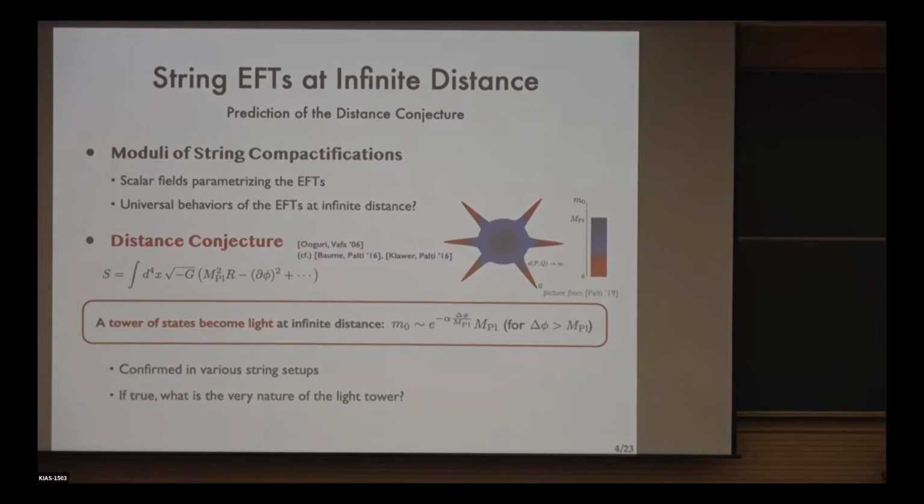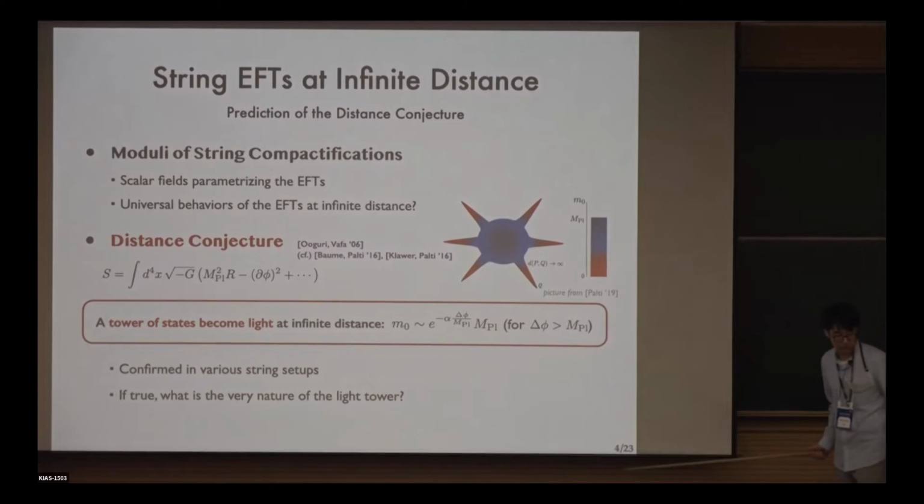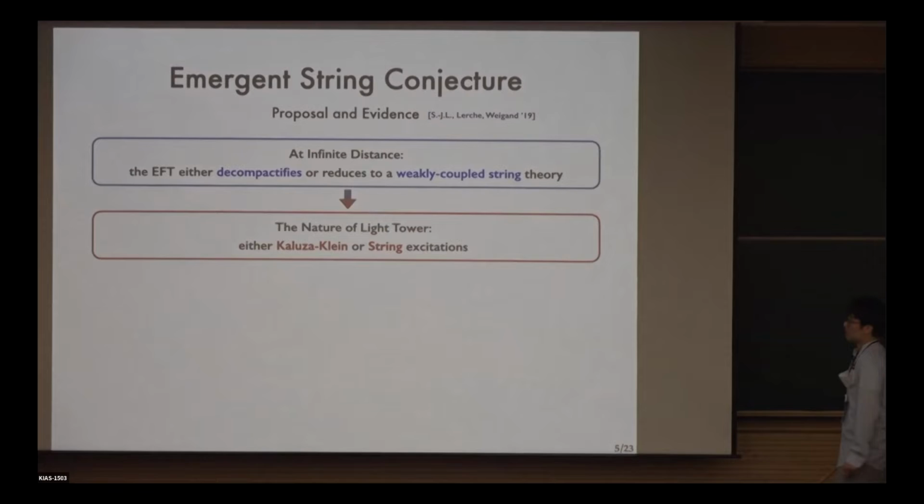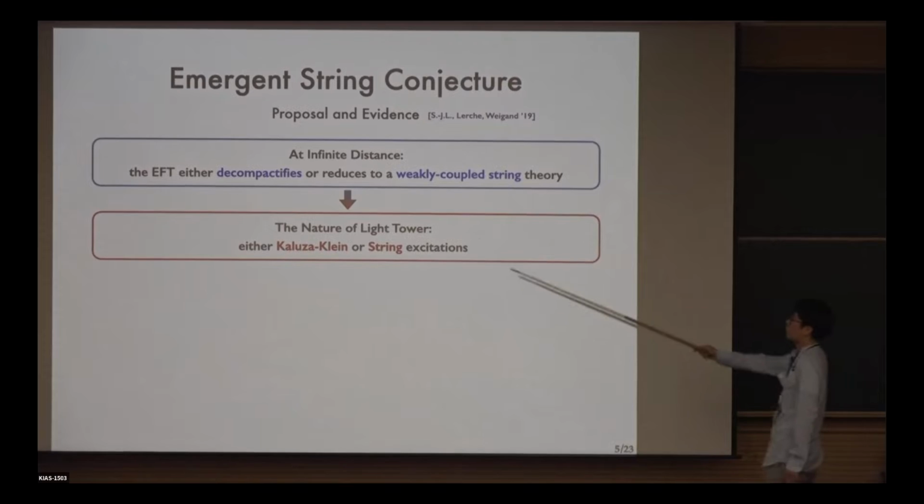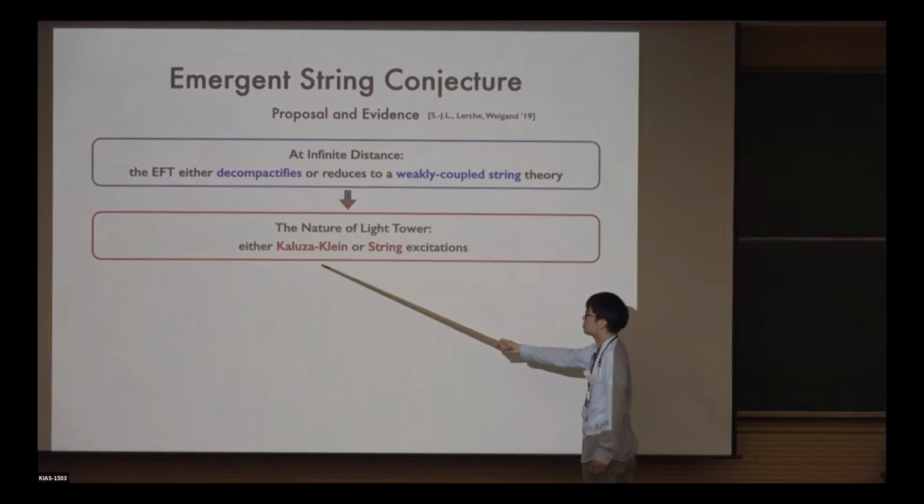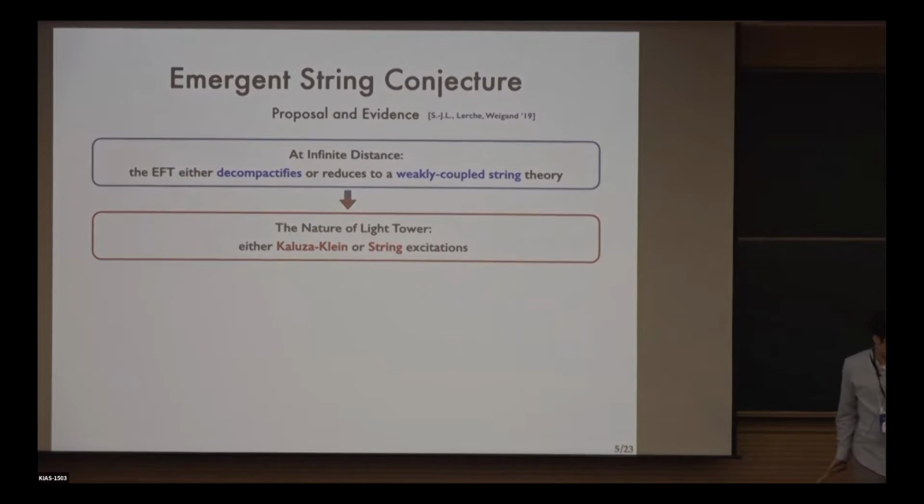So to better understand this conjecture and develop further intuitions, it is important to reveal the very physical nature of this light tower of states. And along this line, the emergent string conjecture was proposed, according to which at infinite distance, the effective field theory either decompactifies or reduces to a weakly coupled critical string theory. And this is a refinement of the previous conjecture in the sense that the former case leads to a light tower of Kaluza-Klein states, and the latter to a light tower of string excitations.